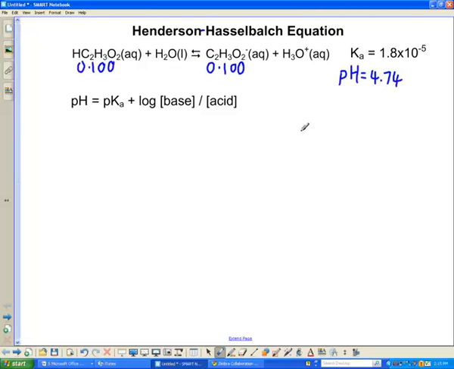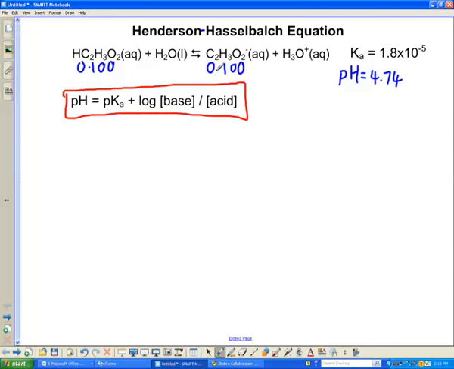What I'm going to show you is we can get the pH using this, which is the Henderson-Hasselbalch equation, in a much less painless way. Now this works if these two concentrations are the same, it works if they're different. It won't work if one of them is zero, because then you don't have a buffer.